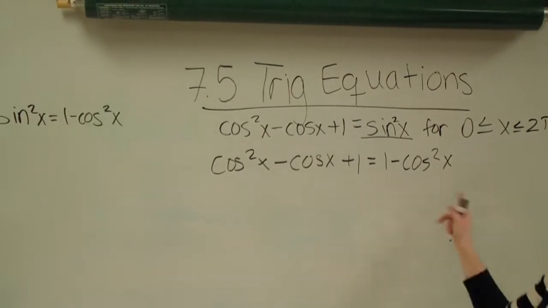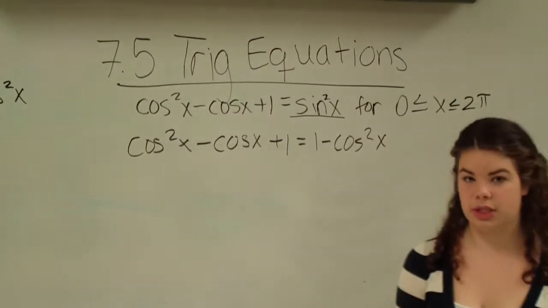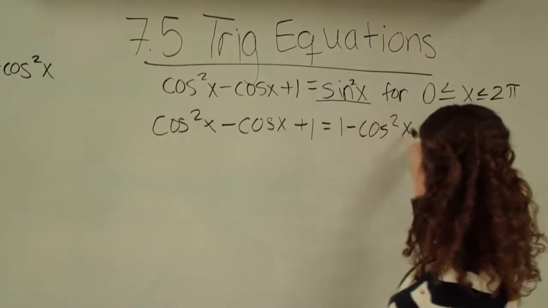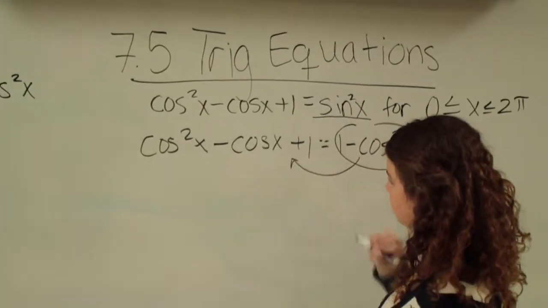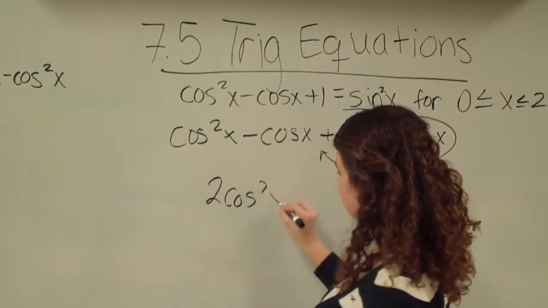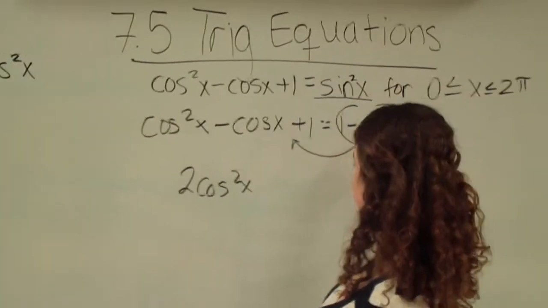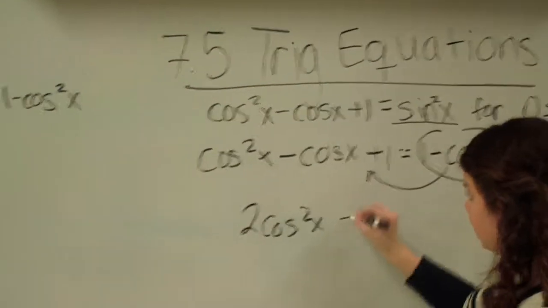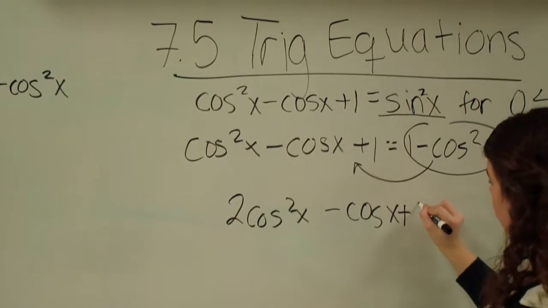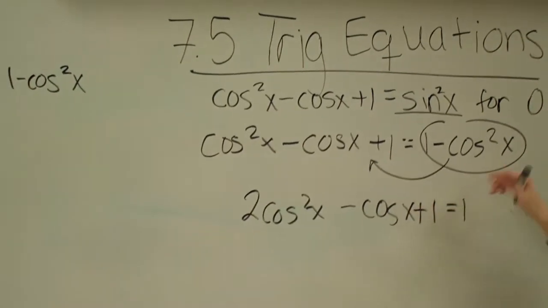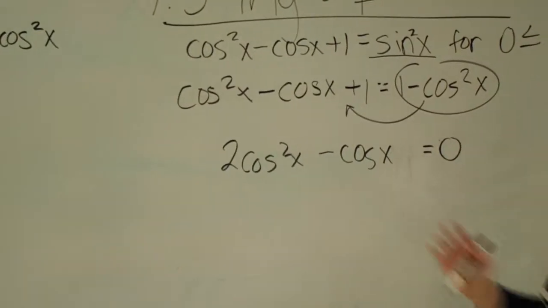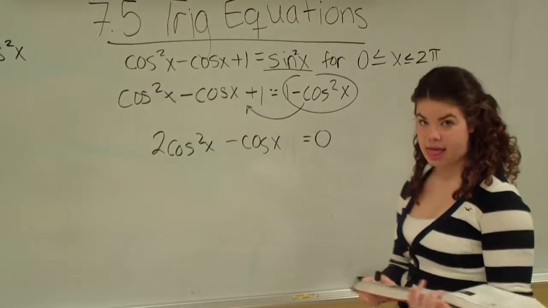Okay, now that we have this, we're going to go ahead and do our first step, which is solving for 0. So when we solve for 0, we're going to bring all of this to the other side. And you're going to end up with 2 cosine squared x, because this is going to get added. You'll have 2 of them, minus cosine x plus 1 equals 1, and you're just going to go ahead and eliminate that, and therefore you are left with 0. Now, we just have to factor and then solve.